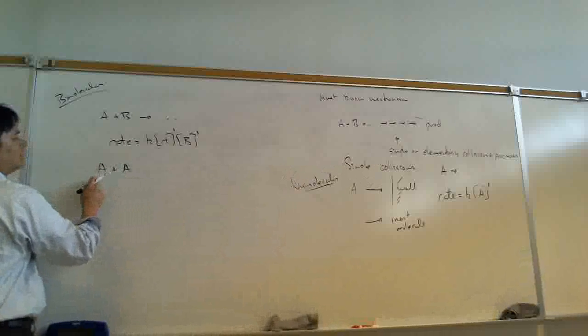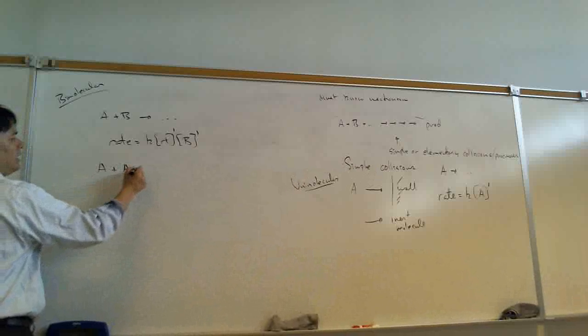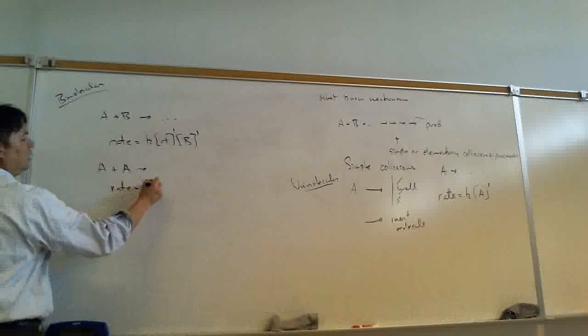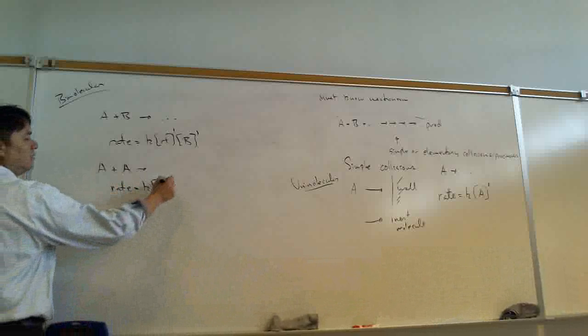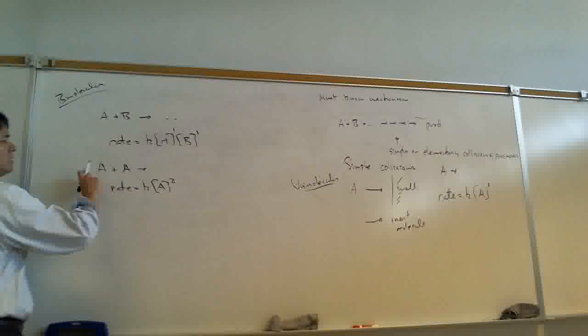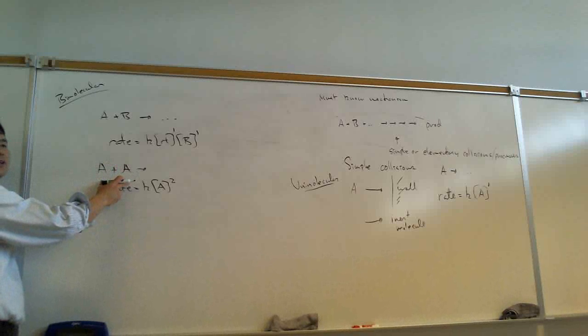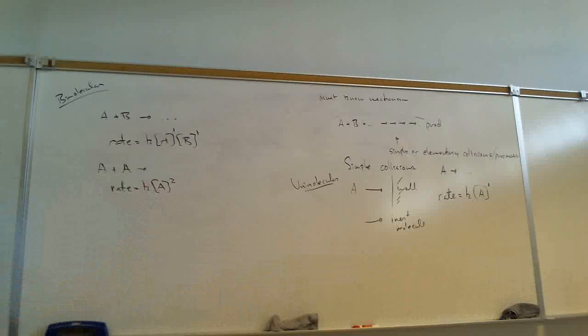What if I have the same, like AA? So an A collides with an A to yield something. Then the rate will equal k[A] to the, this has got to be second order in A, because if I double A, then both the left A and the right A double in number. Therefore, the number of collisions should double for each, which means it quadruples. That would be bimolecular.